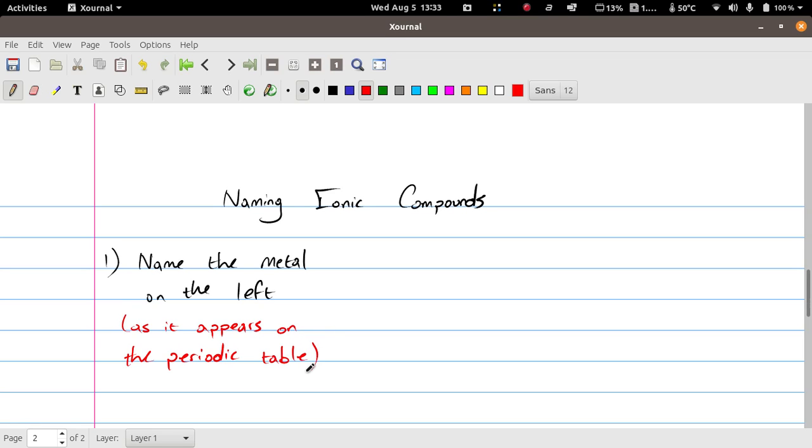Step 2, name the nonmetal on the right, with the ending in -ide.